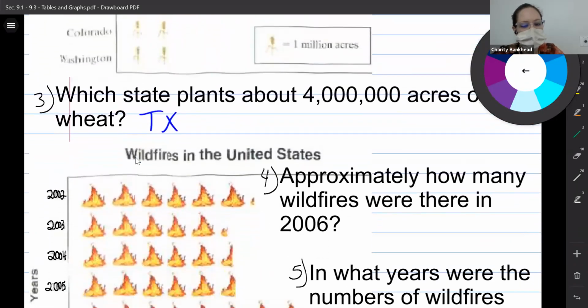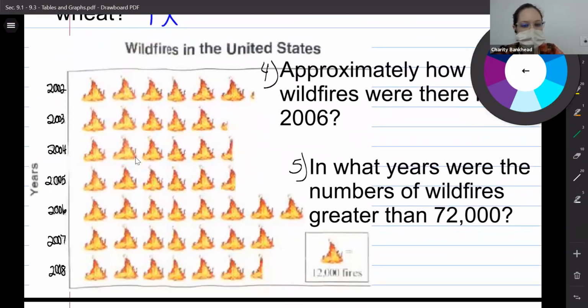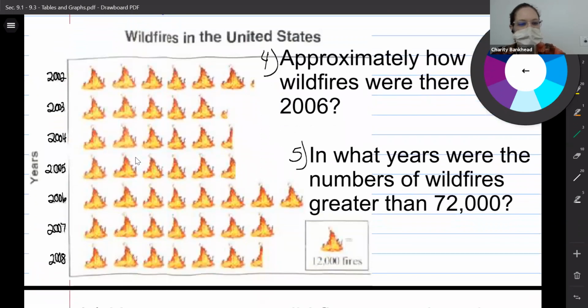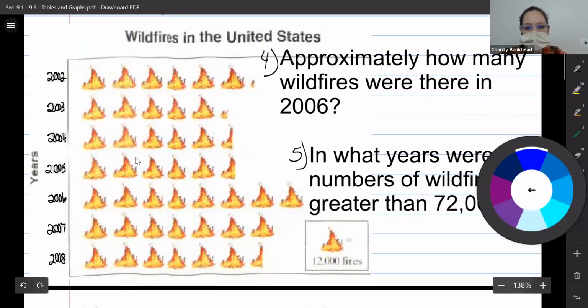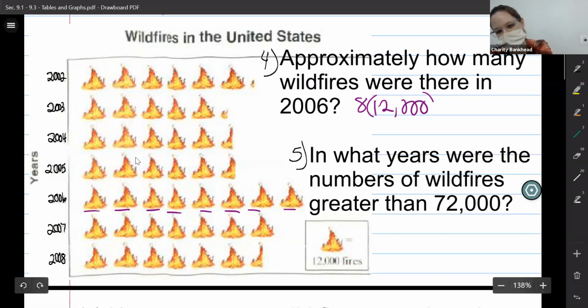All right, here's another pictograph, and each one of those little pictures of a fire represents 12,000 wildfires in the U.S. So question number 4 says, approximately how many wildfires were there in 2006? So 1, 2, 3, 4, 5, 6, 7, 8, and we need to multiply that times 12,000. So 8 times 12 is 96. So that's 96,000.